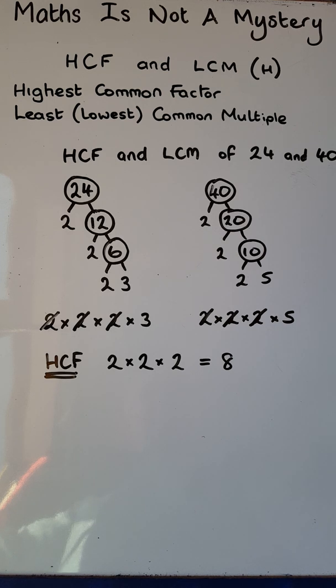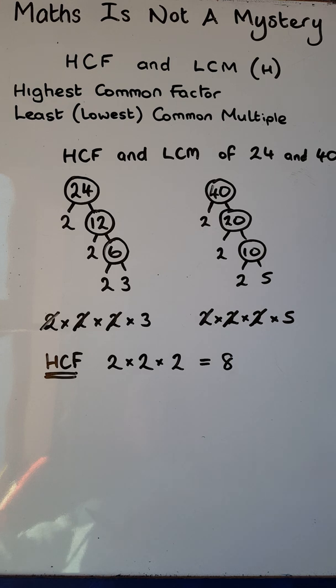24 is on the 8 times table, 40's on the 8 times table. Smaller numbers will divide into 24 and 40: 1s, 2s, 4s. But they're not the highest common factor. The highest one, the biggest number that will divide into both numbers, is 8.